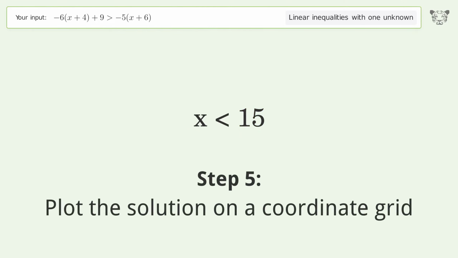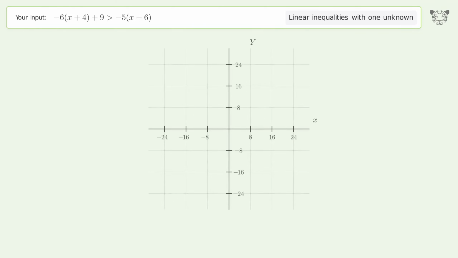Plot the solution on a coordinate grid. And so the final result is x smaller than 15.